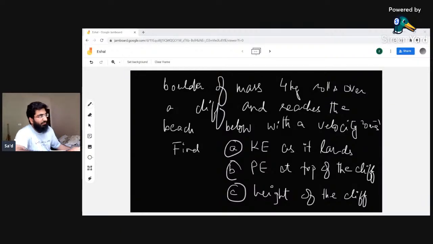Because see, the kinetic energy it has gained at the bottom of the cliff came from the potential energy lost. So potential energy lost is equal to kinetic energy gained. So that potential energy which it has lost over its fall is equal to the total KE gained at the bottom. So that potential energy will also be equal to 800 joules. So PE of the boulder on top of the cliff is equal to KE of the boulder when it lands.